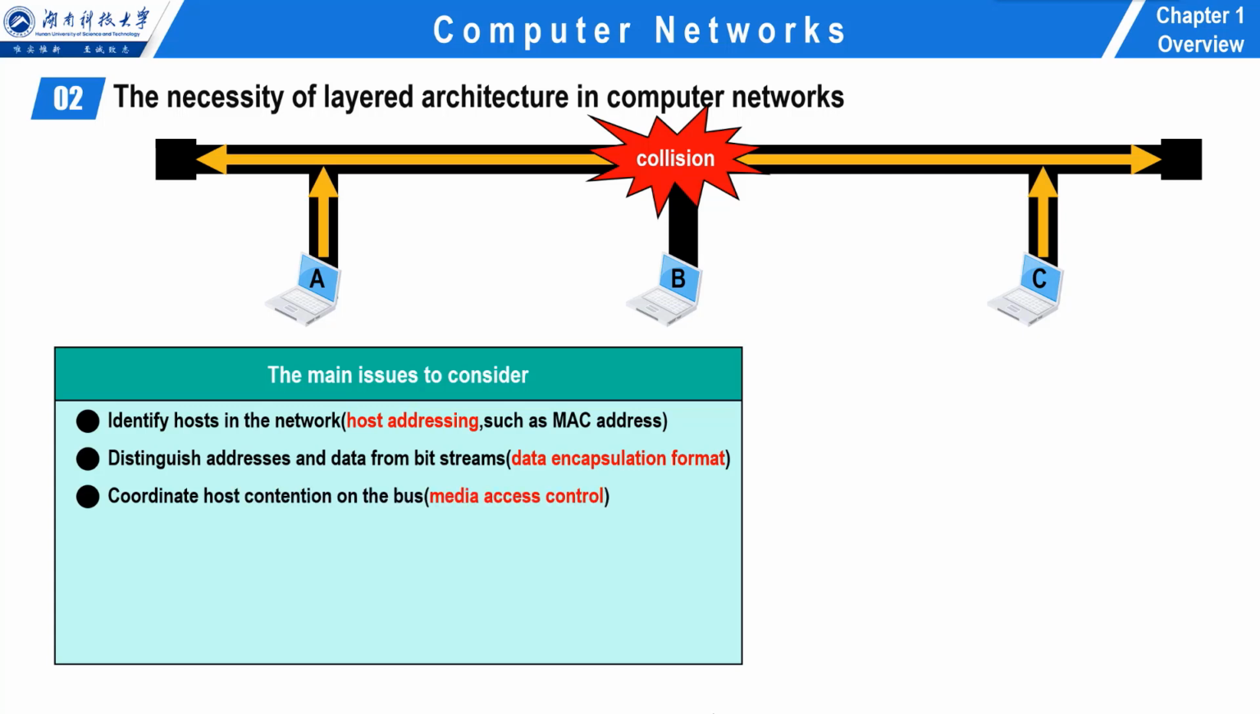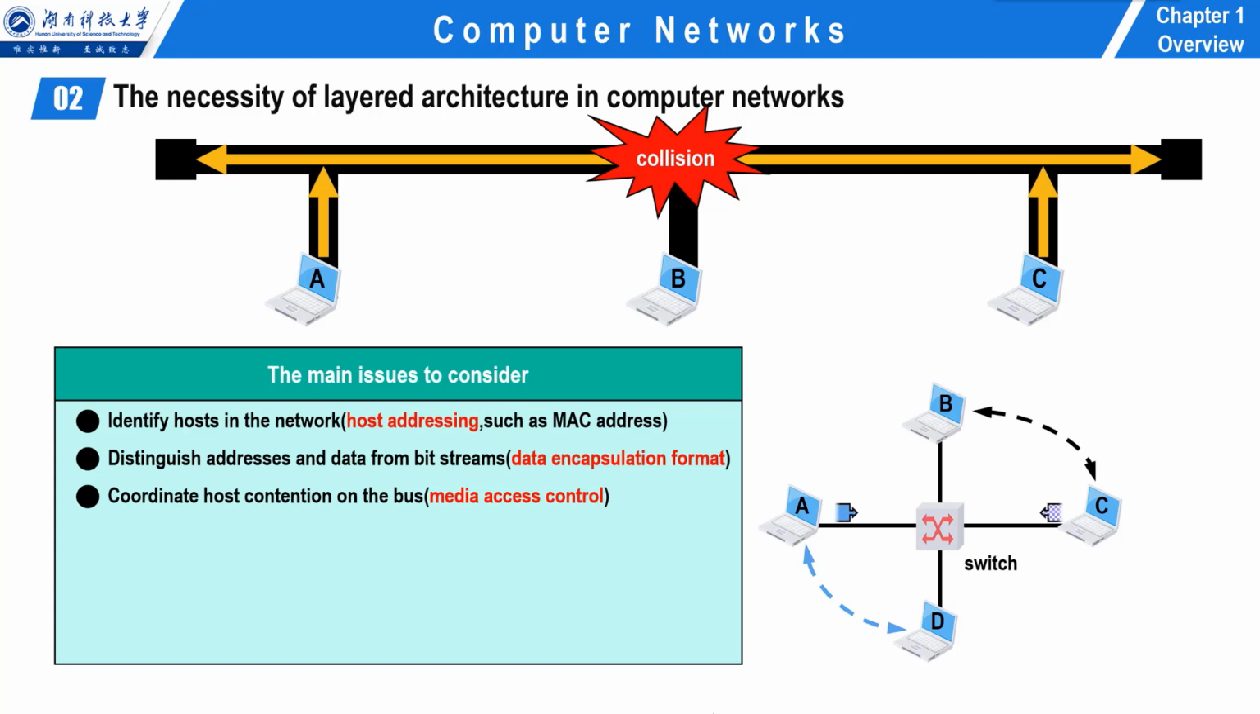It should be noted that such bus networks have long been phased out, and what is commonly used now is switched Ethernet, where multiple hosts are interconnected by Ethernet switches. In switched Ethernet, multiple pairs of hosts can communicate simultaneously without collisions. So, how do Ethernet switches work? Specifically, it's based on the principle of self-learning and forwarding frames.